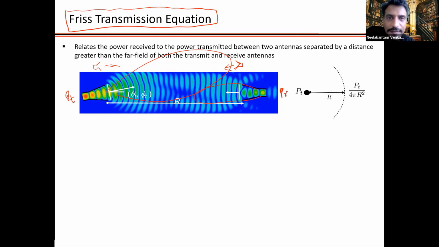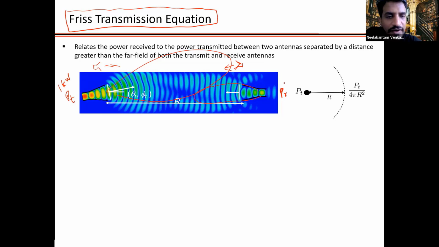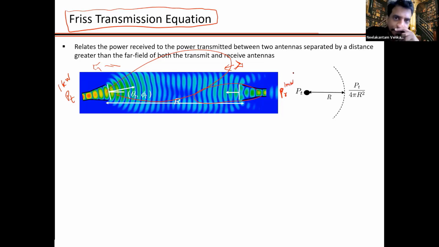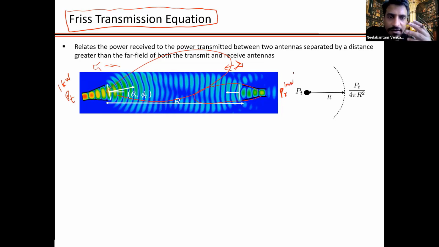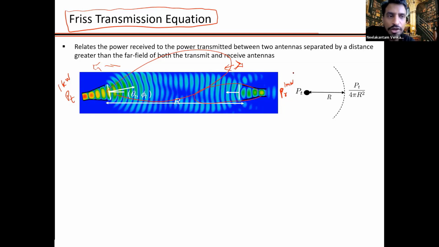From a system designer perspective, I tell you that if this guy transmits 1 kilowatt, I should be able to receive at least, let's say, 1 milliwatt. Only then my sensitivity is there. I can establish a communication link. So I will just put a requirement like that.